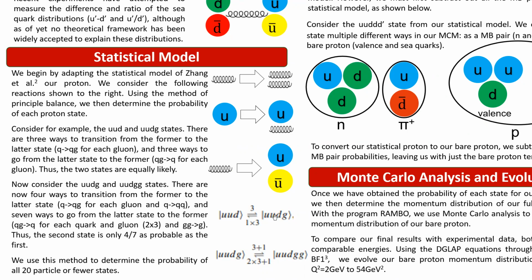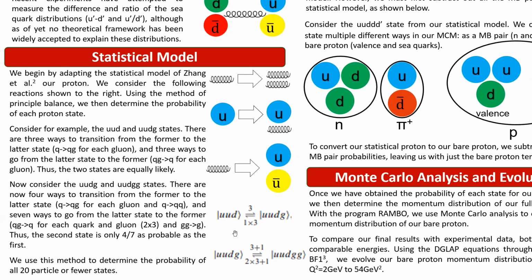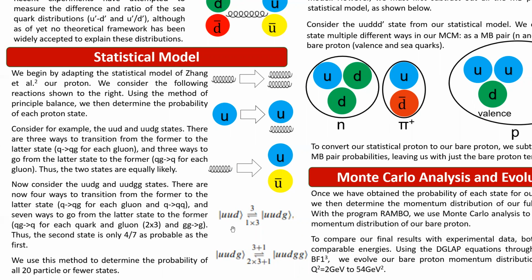Similarly, if we want to go from the second state back to the first state, we just look at these reactions in reverse. So we have a quark and a gluon combining to form only a quark. We can have that with the gluon and the down quark, the gluon and the up quark, or the gluon and the other up quark. So there are three ways to go from left to right, three ways to go from right to left. We make the assumption, and this isn't necessarily true, that all of these states are equally likely, which means that since there are three ways to go left and three ways to go right, these two states have an equal probability of occurring in the proton.